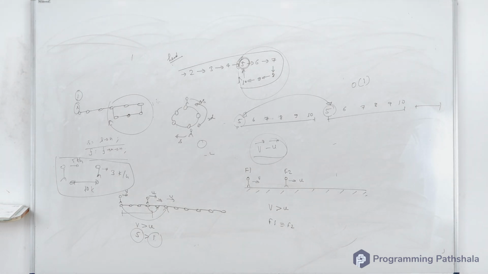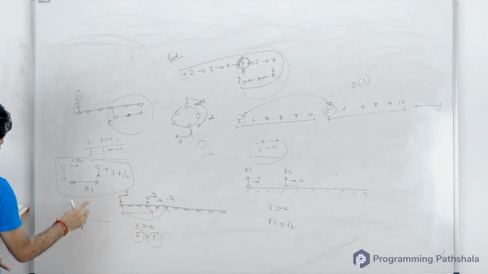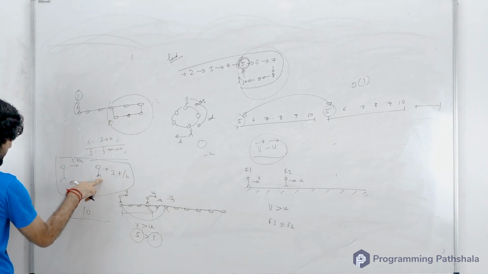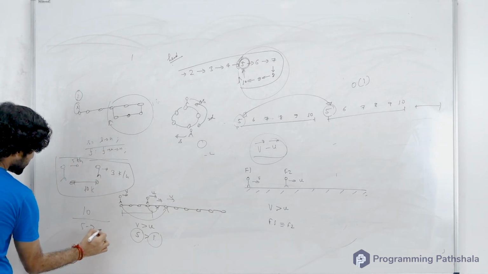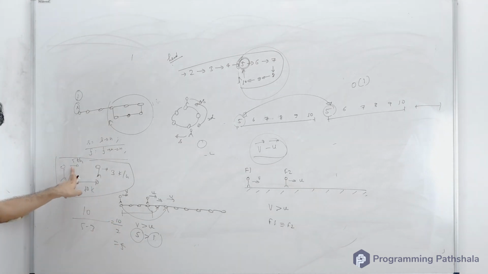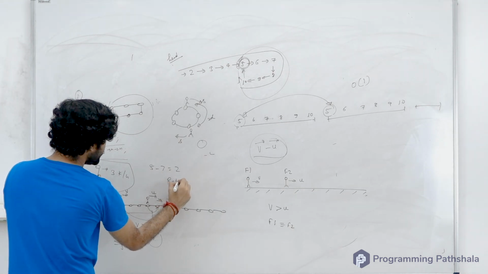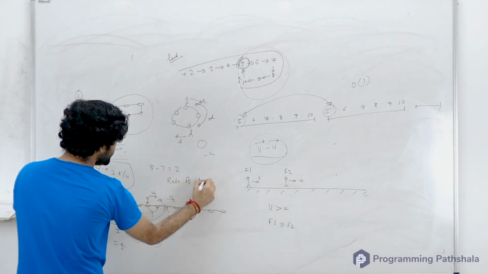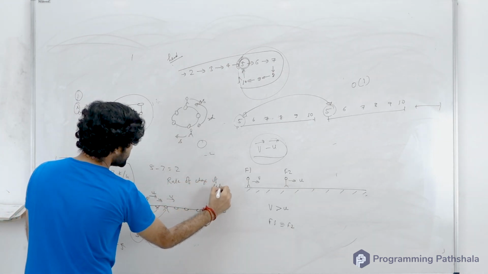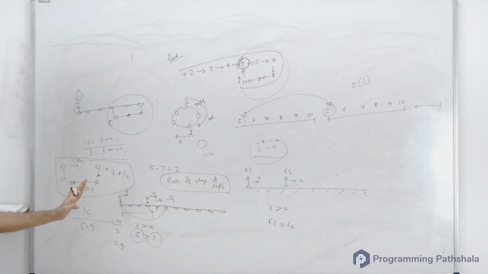Why after 5 hours? Because 10 upon the velocity of this with respect to this, and that is 5 minus 3. So 10 upon 2 is 5. So what is this 2? The relative speed is the rate of change of separation. Relative speed is the rate of change of separation.